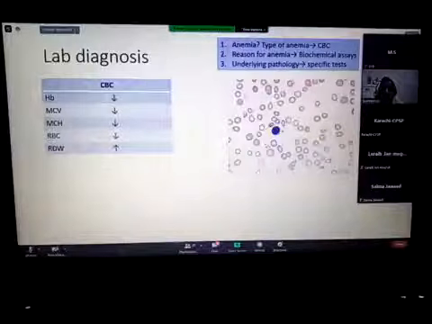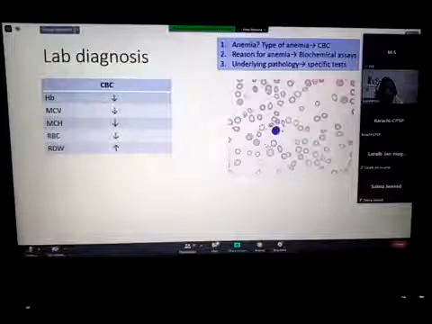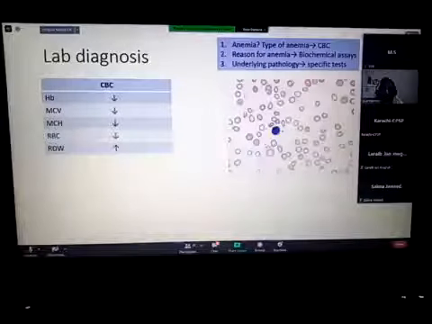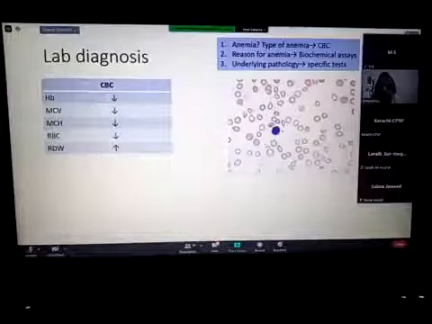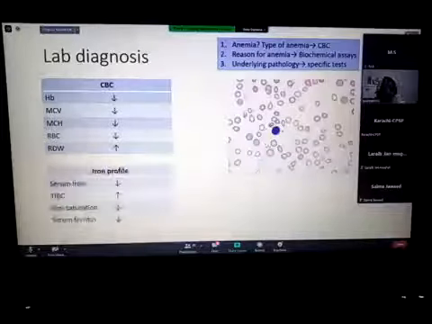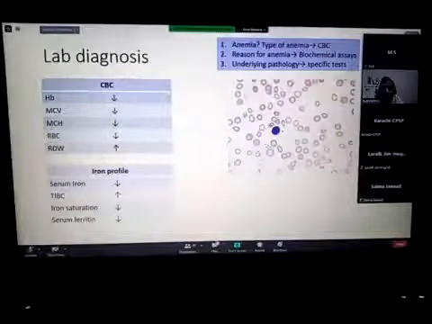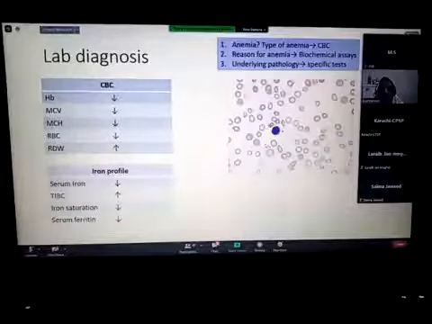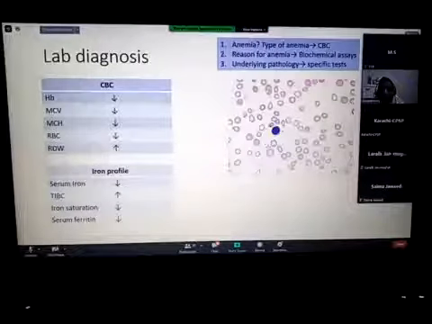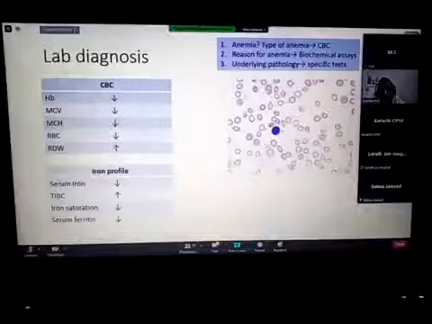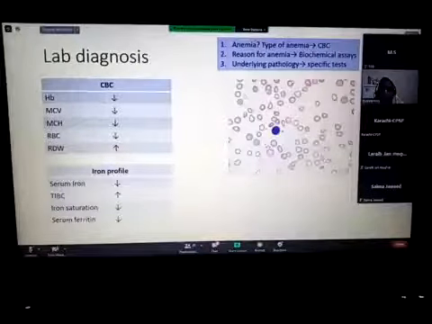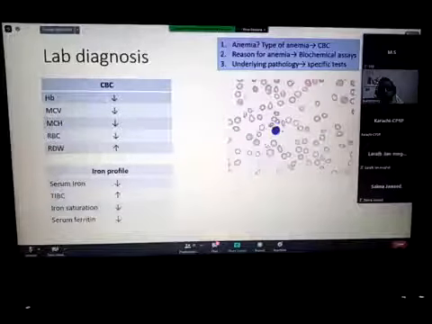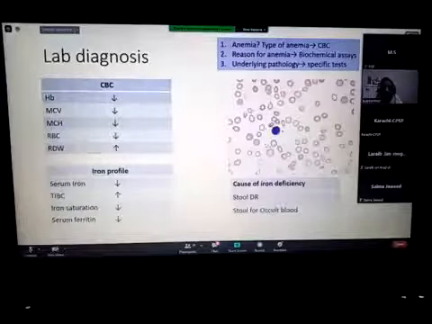So this CBC tells us that yes, the patient is anemic, and yes, the patient is having hypochromic microcytic anemia, and this peripheral blood film typically looks like that of iron deficiency anemia. The next thing we do is check the iron profile. Typically in these patients they have low serum iron. Total iron binding capacity is increased because less of it is bound with iron. The iron saturation declines, serum ferritin declines, and this tells you that this patient is suffering from iron deficiency anemia.